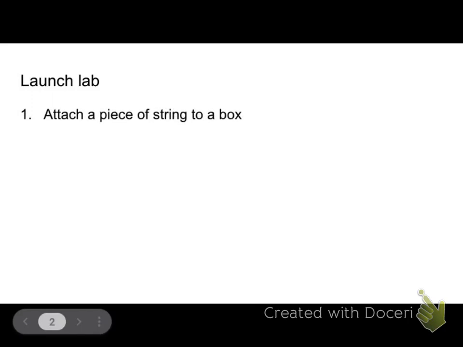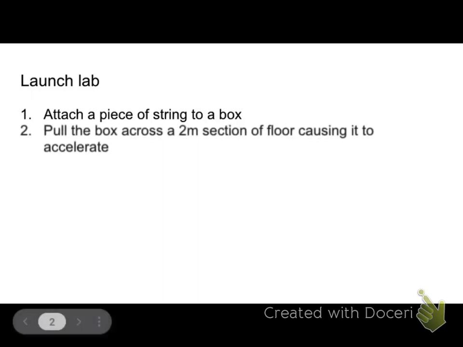Okay? What you're going to do is take one of the clear plastic bins that's up on my desk there, and attach a piece of string to it using some masking tape. Find a spot in the room where you have about a 2-meter stretch of floor, and pull the box across that stretch of floor, trying to cause it to accelerate. Now, in this case, we mean speed up by accelerate, okay?